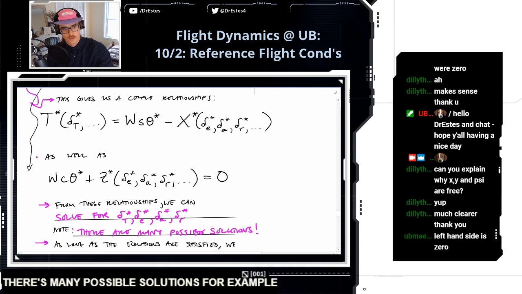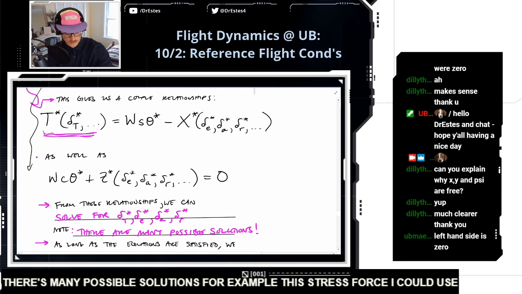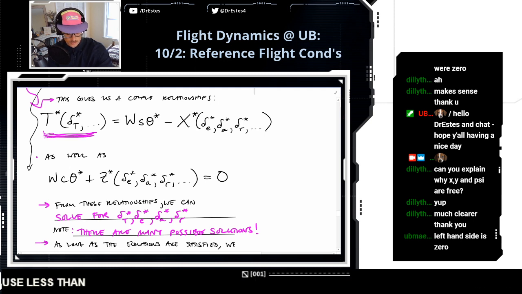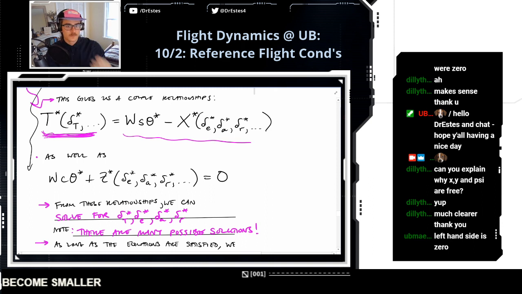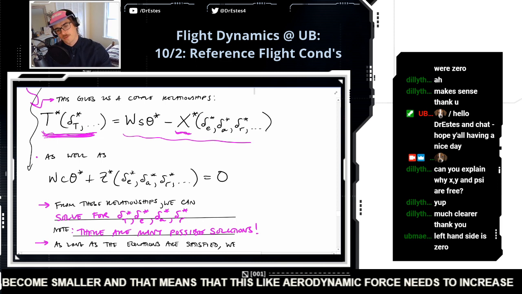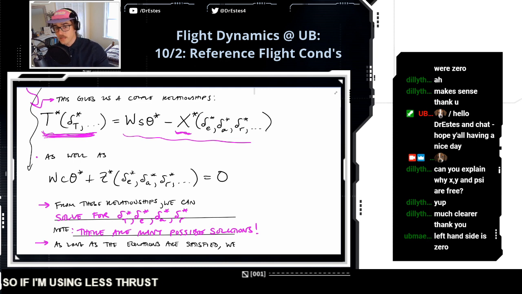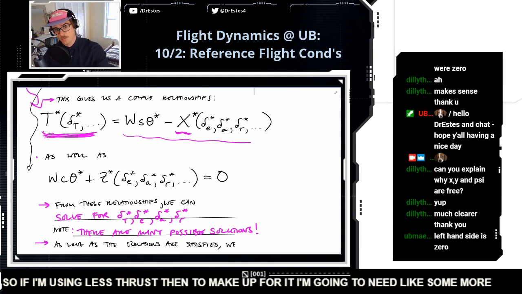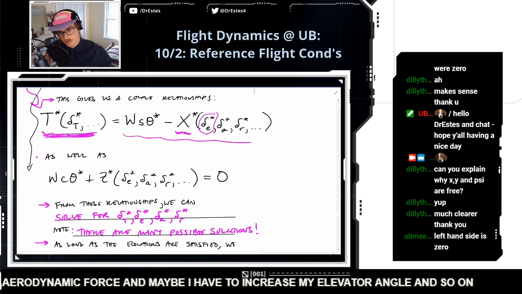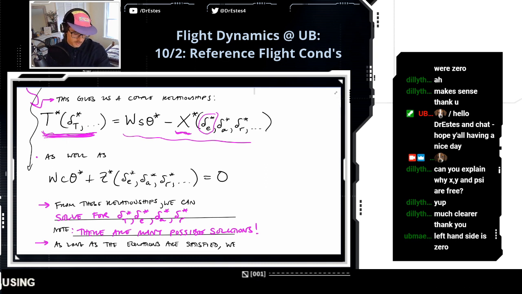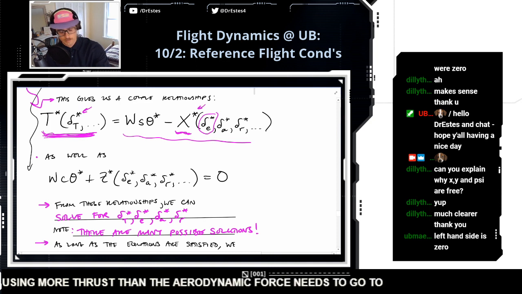For example, this thrust force, let's say I use less thrust. Well then, if this number becomes smaller, then this number has to become smaller. And that means that this aerodynamic force needs to increase. So if I'm using less thrust, then to make up for it, I'm going to need some more aerodynamic force. And maybe I have to increase my elevator angle and so on. Or if I'm using more thrust, then the aerodynamic force needs to go down. Maybe I decrease the elevator angle.